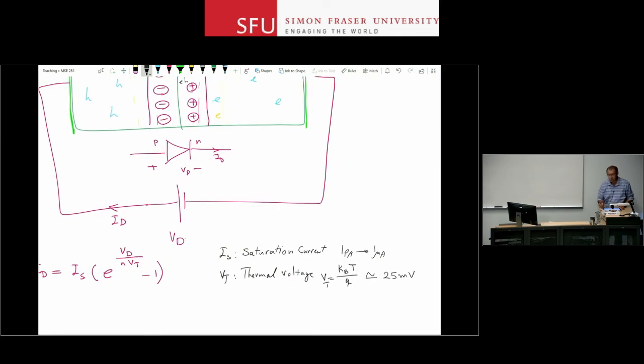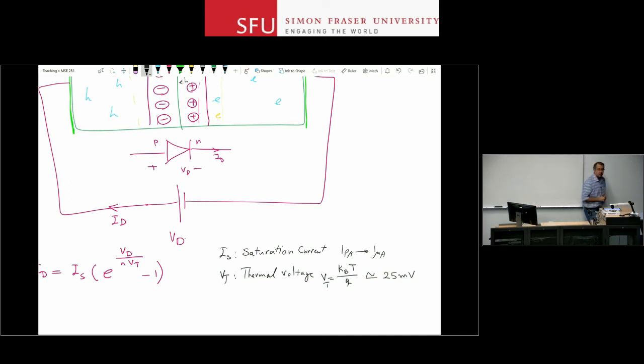It's actually closer to 26 millivolts, but just to make our lives a bit easier, we're going to use 25 millivolts for our calculations. If you need that extra millivolt in your calculations, you can do it with a computer or with a calculator if you don't mind. But 25 millivolts is a nice number, right? So 1 over 25 millivolts is 40. If I have anything divided by Vt, I can just multiply it by 40 and then move on.